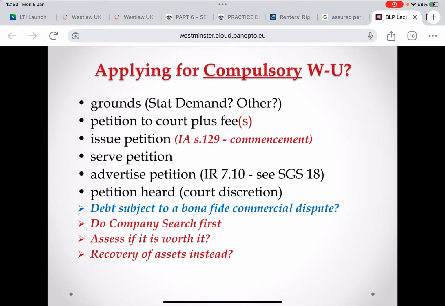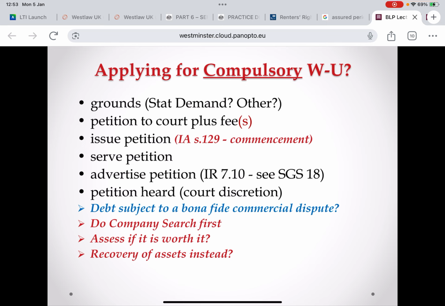It is significant, the date on which the winding up petition is issued at court, because of that reference there to section 129, the effect of which is as follows. If we issue a winding up petition at court on the 2nd of January 2026, and a winding up order is subsequently made by the court, hypothetically on the 2nd of April 2026, then for certain purposes the commencement of the liquidation is backdated from the date of the winding up order to the date of the petition in respect of which the order was made.